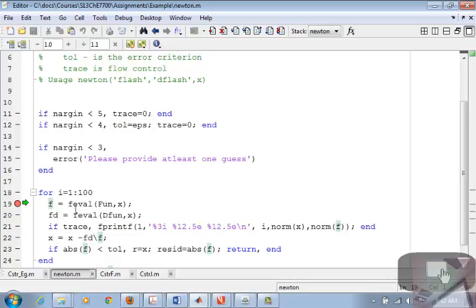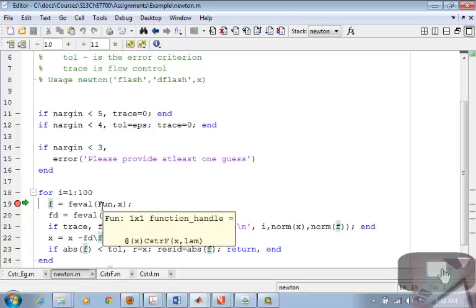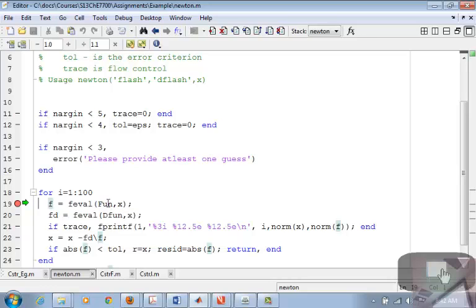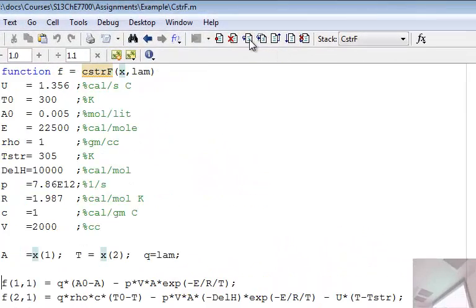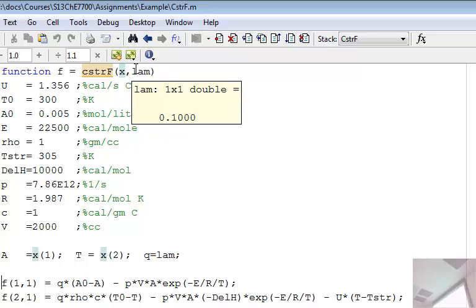At this stage, the pointer FUN will send the control to CSTR F with the value of X, and then it should get back. So I can step one line at a time using this icon here. Now the control was transferred from there to CSTR F, as I said that would happen. And inside CSTR F, I have X and I have lambda, which is Q for 0.1. So it's picking up all the values correctly as the control is going from one function to another function. This is a general concept of debugging. Most languages, Fortran, C, will have such a debugging feature, allowing you to trace.